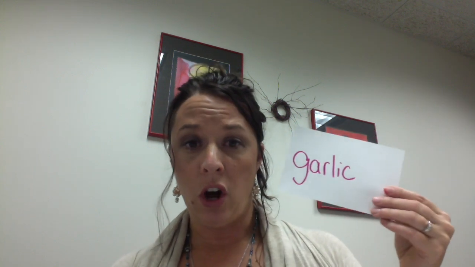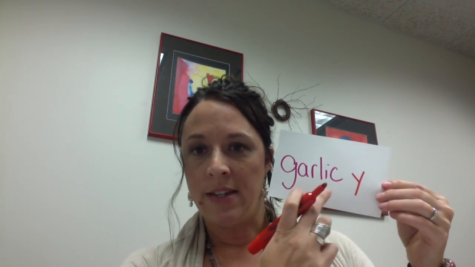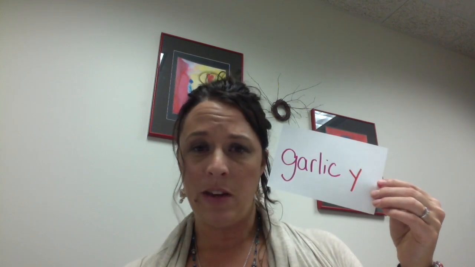Same thing here for garlic. A lot of people don't think garlicky looks right with a K, but look what's happened based on our phonics rule. If we change garlic to garlicky, this Y is going to soften the C and it's going to say garlicy, which is not correct. So you need to add that K in there. This is how you correctly spell the word garlicky.